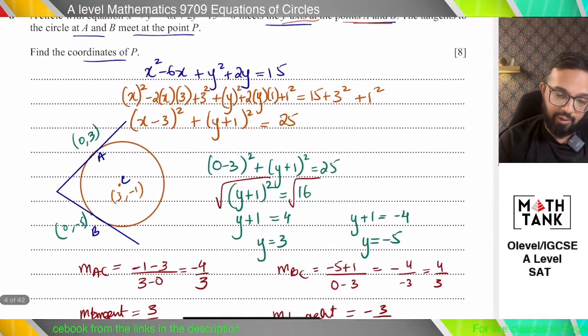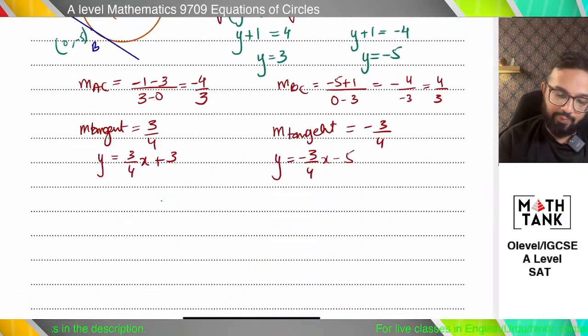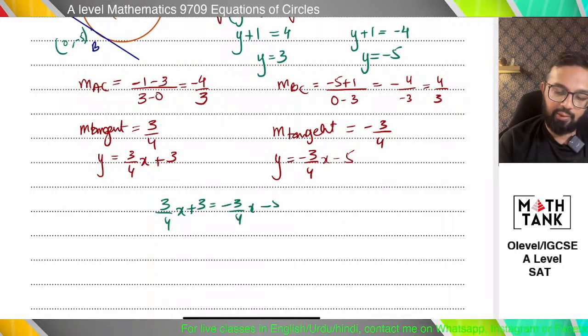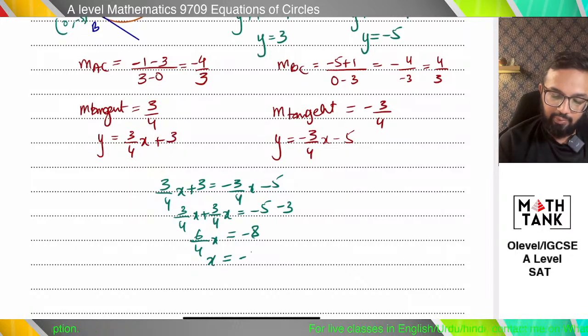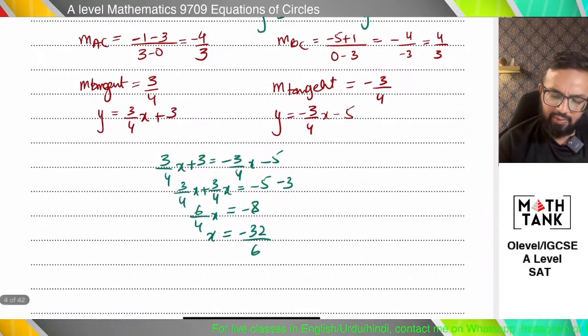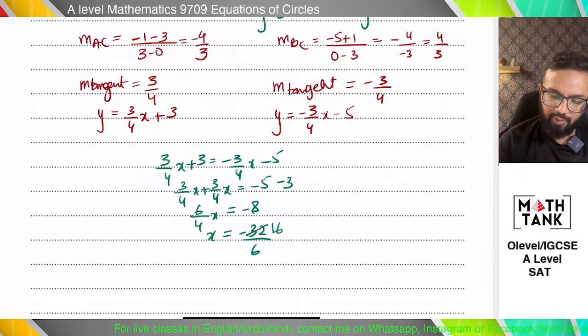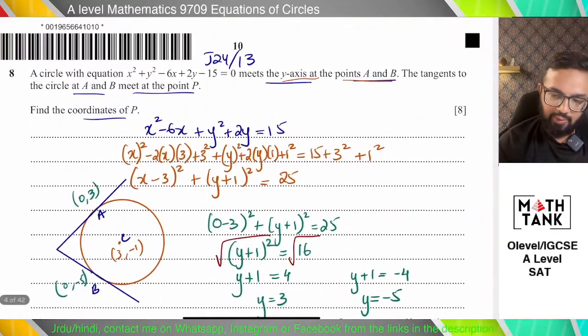Now these two meet at the point P. Let's solve them simultaneously. 3 over 4x plus 3 over 4x equals minus 5 minus 3. I have 6 over 4x equals minus 8, so x equals minus 32 over 6, which is minus 16 over 3. I just want to check if that is the right answer to this question.